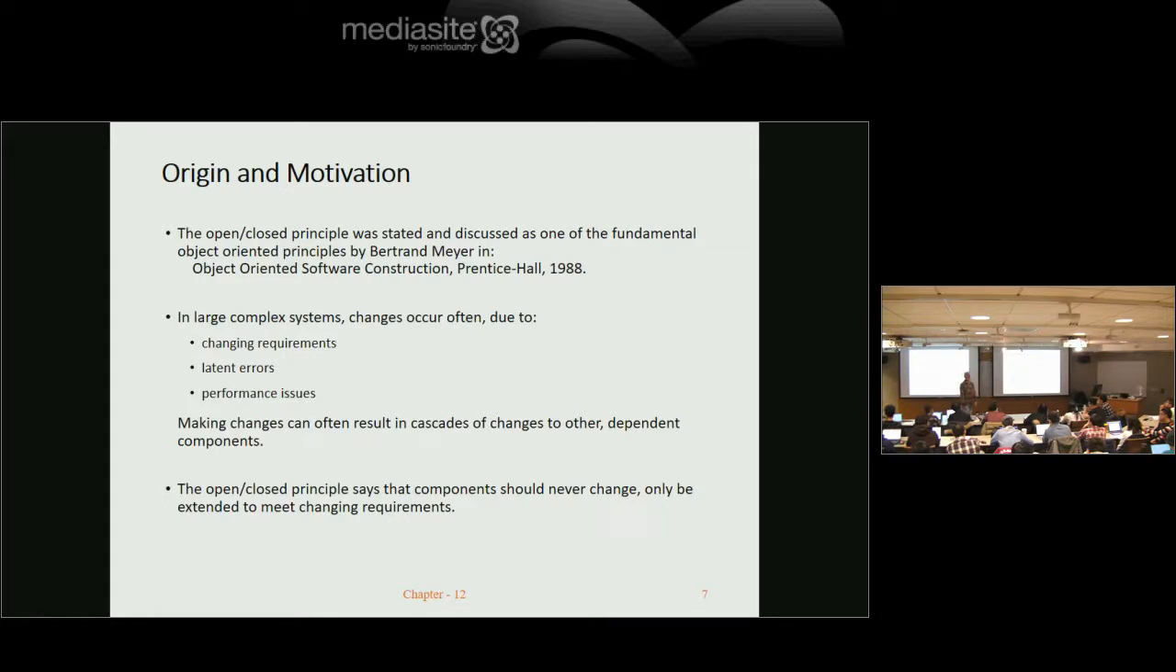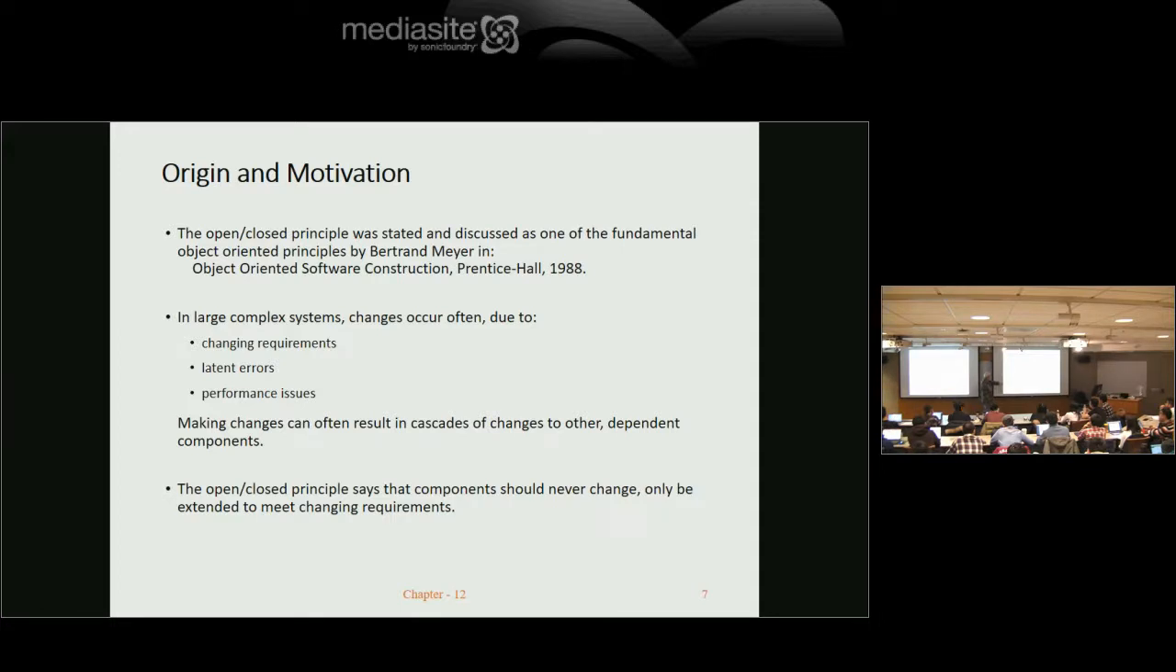But there's definitely changes. And latent errors, you know, anytime you write software, there's likely to be bugs in it and need to be fixed, performance issues. So how can we implement this open and closed principle in view of all these changes? Making changes can often result in cascades of changes to other dependent components. We'll talk about that more a little later on.